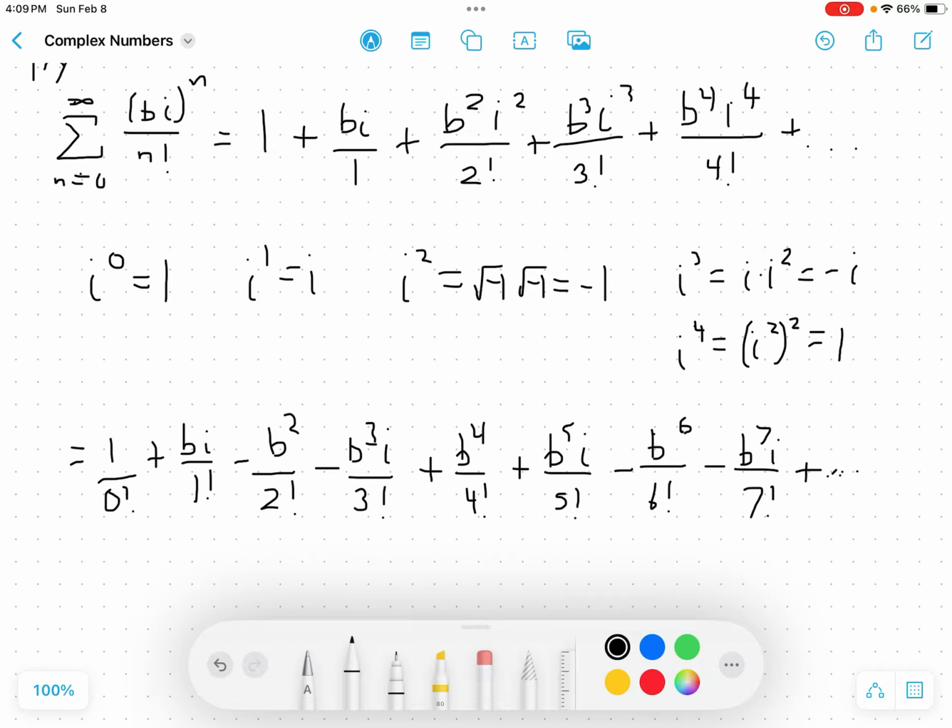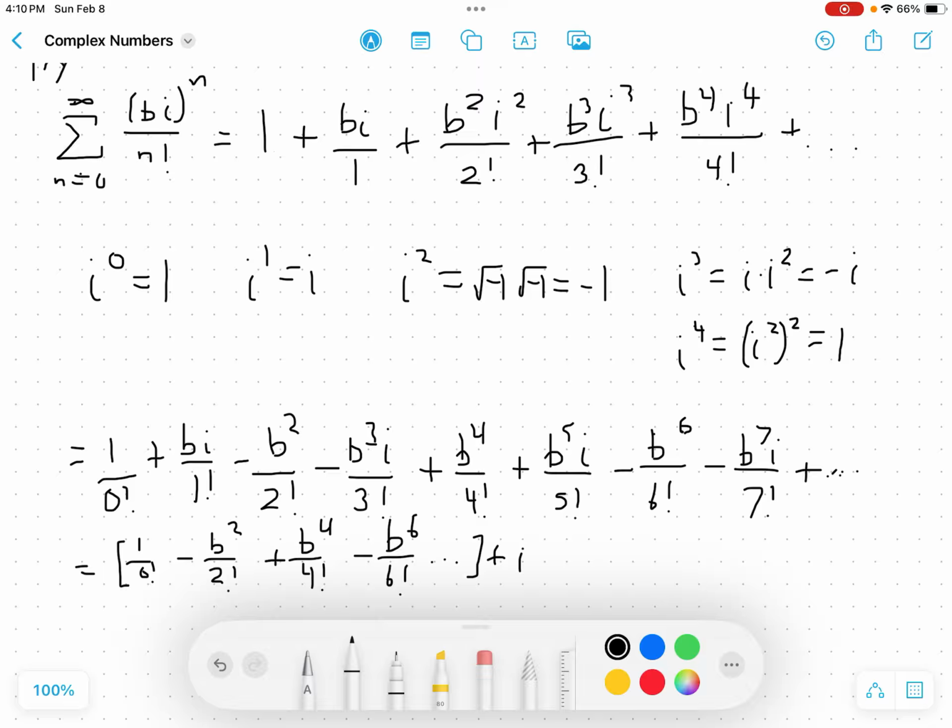It's not always guaranteed that we're going to be able to do this, but the power series for e to the x is nice enough that we can. I'm going to split this up, collect together the terms that involve I and the terms that don't. So we're going to have 1 over 0 factorial, which is just 1, minus b squared over 2 factorial, plus, these are all the terms that don't involve I, minus b to the 6th, etc.